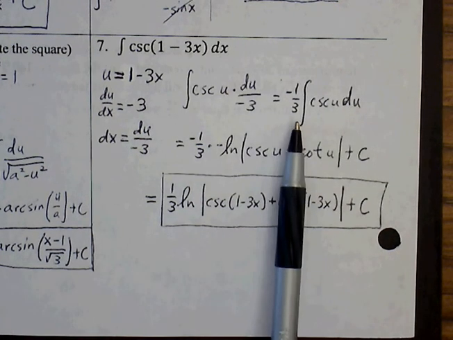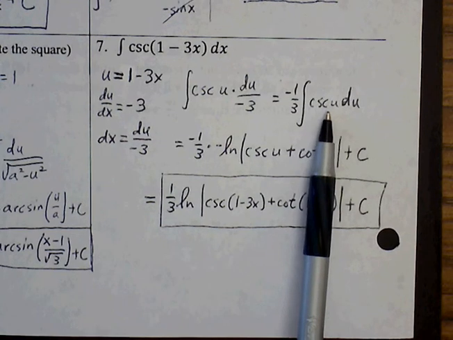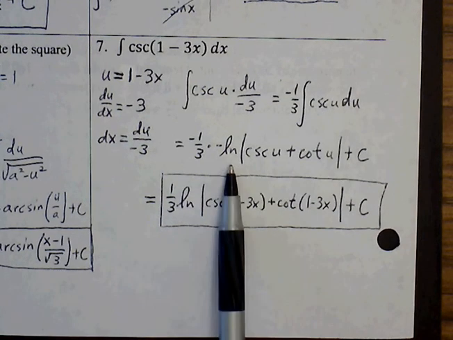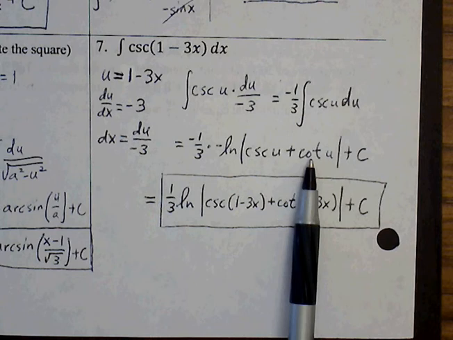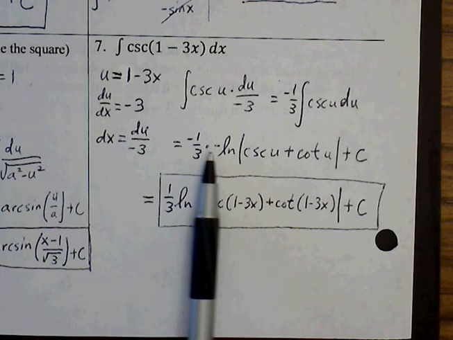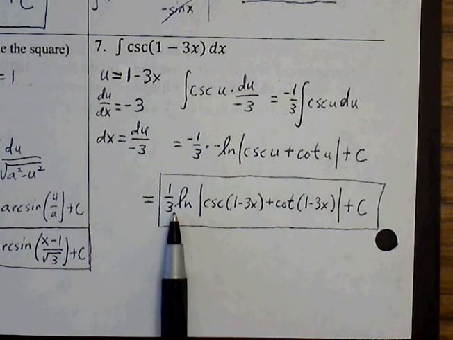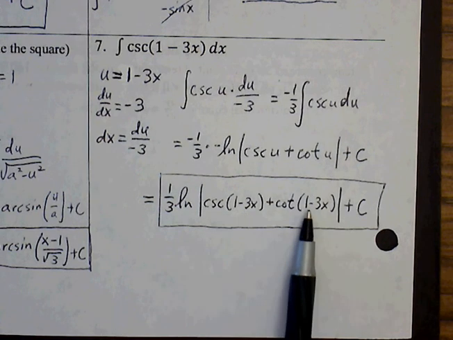Now we can simply apply the rule. Cosecant of u becomes negative natural log of cosecant of u plus cotangent of u plus c. The 2 negatives cancel out, so we can just have a positive 1/3, and then replace your u value back in terms of x.